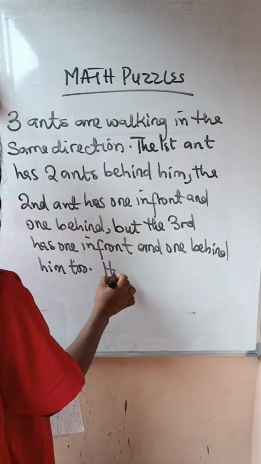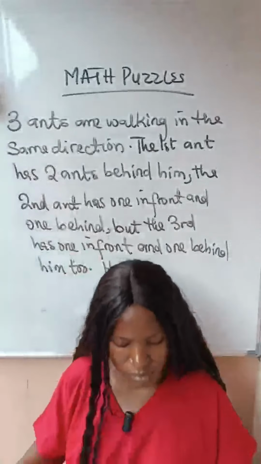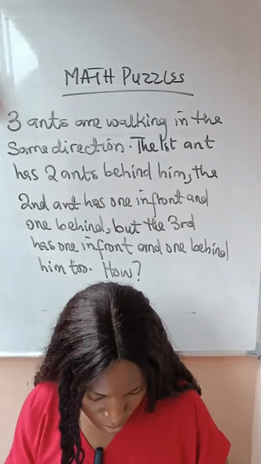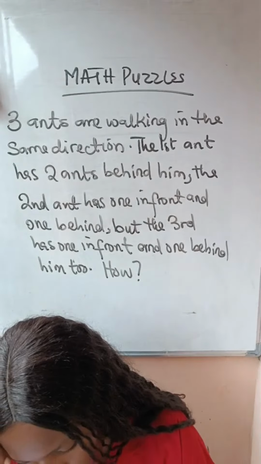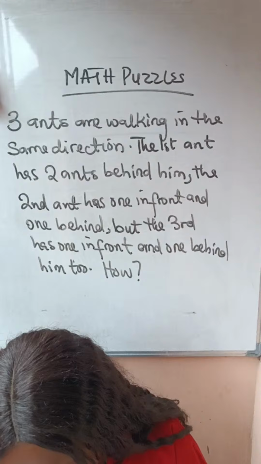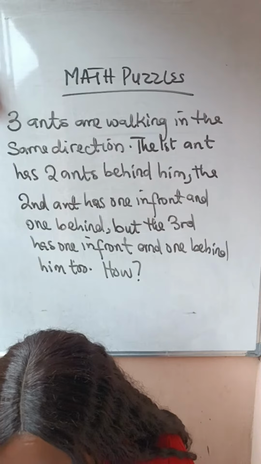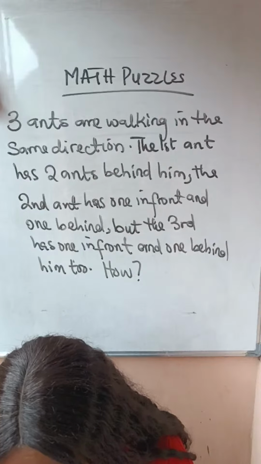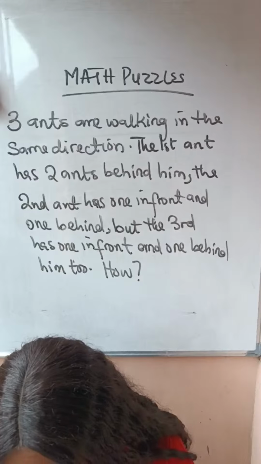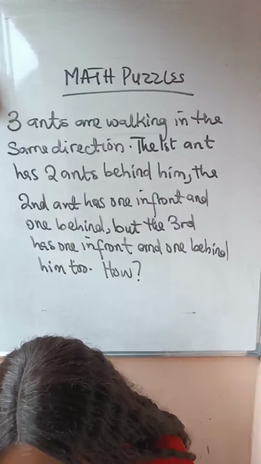Now the question is how? How is this possible? How is that possible that three ants are walking in the same direction?